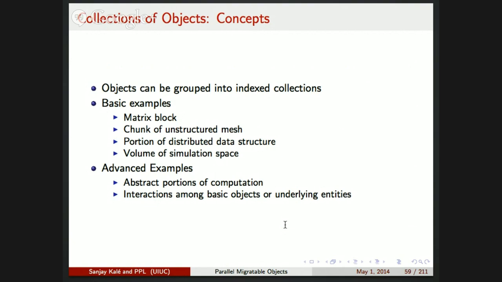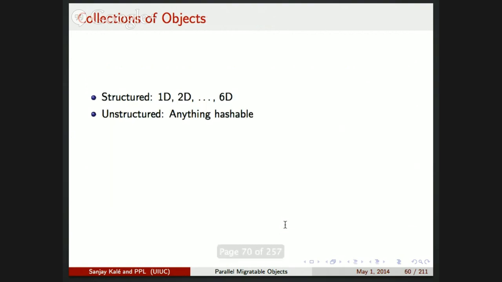So these char objects can be grouped into index collections. Some examples of when you want to do this are a block of a matrix, a chunk of unstructured mesh, portions of a distributed data structure, volume of simulation space, and then more advanced examples, just abstract portions of computation, interactions among basic objects and relational entities. So basically you can declare arrays of chars, so you have large collections, and as we'll look at, they can take a couple different forms.